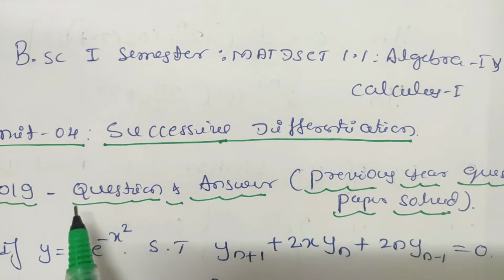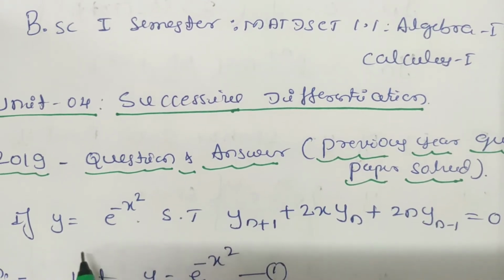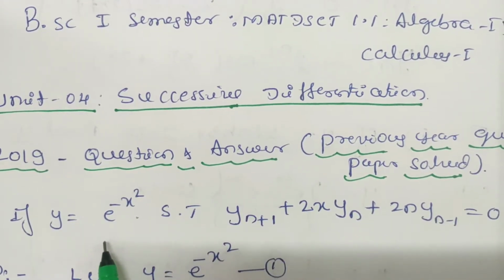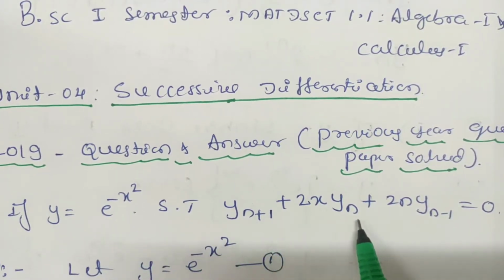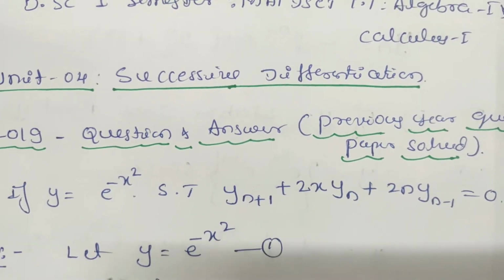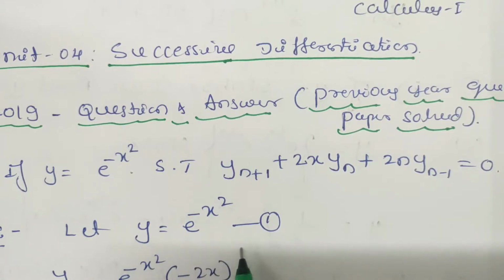So today we are going to solve the 2019 year question paper on successive differentiation. Let us take one example in this. If y is equal to e raised to minus x square, then show that yn plus 1 plus 2x yn plus 2n yn minus 1 is equal to 0. Let us take y is equal to e raised to minus x square. This one as equation number 1.